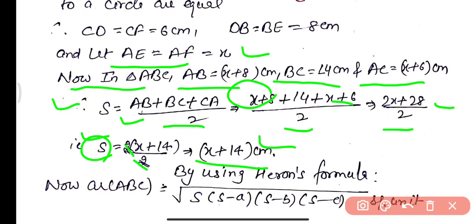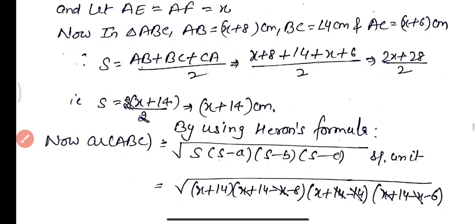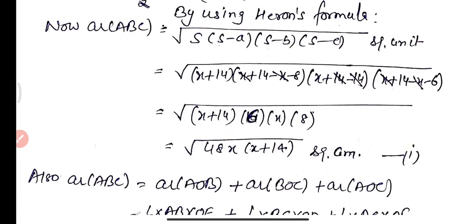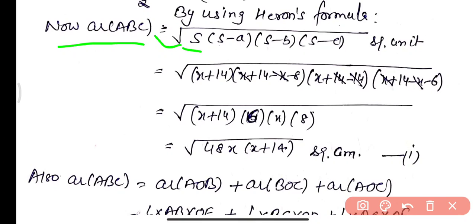So now, by using Heron's formula to find the area of triangle ABC, we will find the area of triangle ABC by using Heron's formula as well as the right angle triangle formula to find the value of x. So now the area of triangle ABC will be under the root S into (S minus A), (S minus B) and (S minus C) square unit.